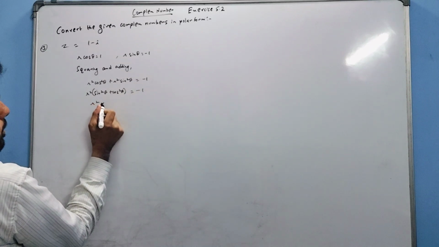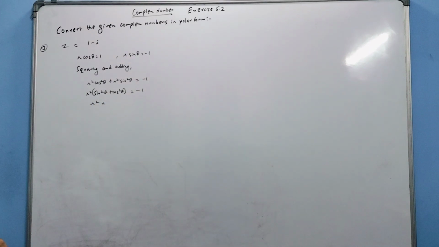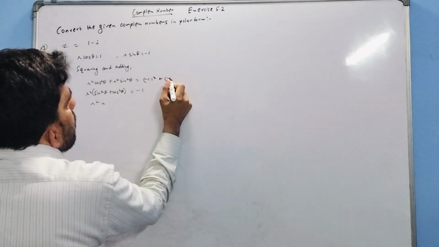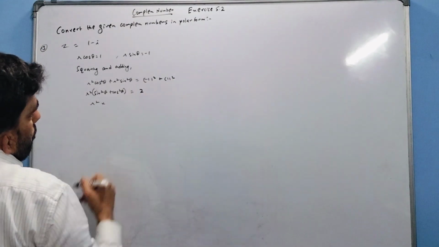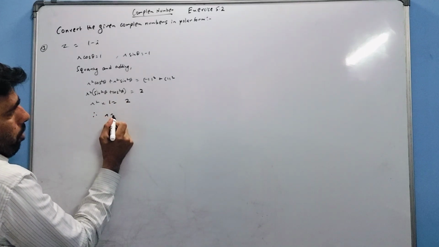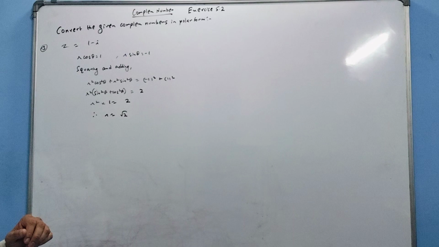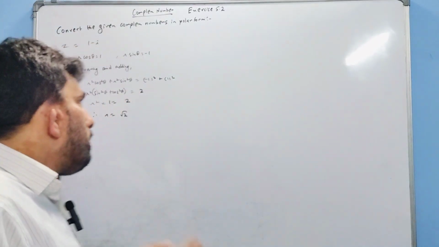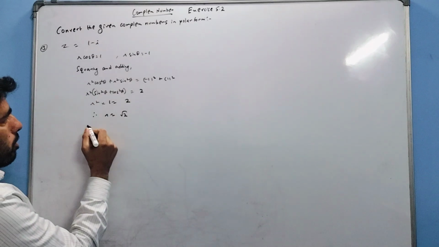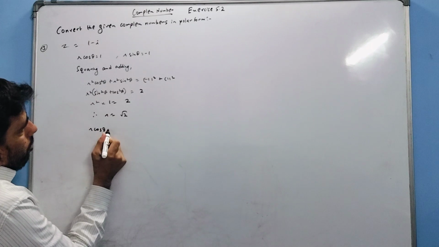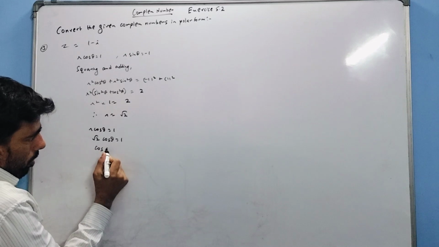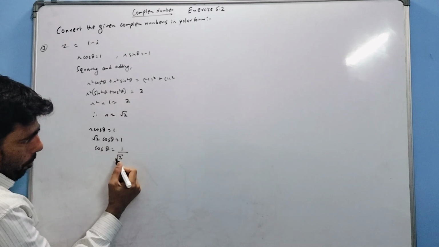Now r square into 1 is equal to minus 1 square plus 1 square. So here we will have 1 plus 1, that is 2. So r square is equal to 2, therefore r is equal to root 2. Now we got the value of the modulus. Now we'll find the value of the angle. We have r cos theta is equal to 1, so root 2 cos theta is equal to 1. We have cos theta is equal to 1 upon root 2.